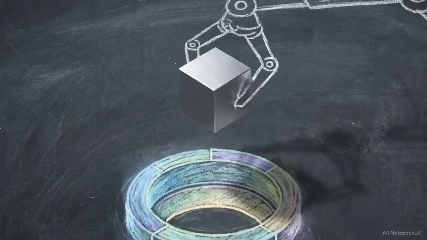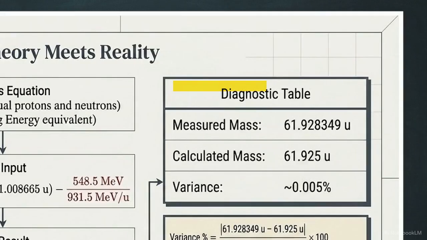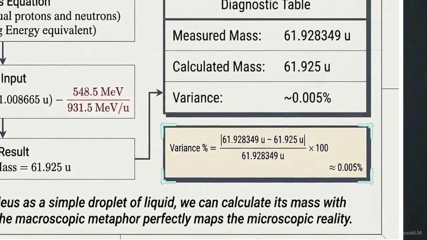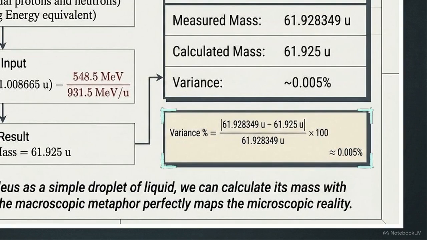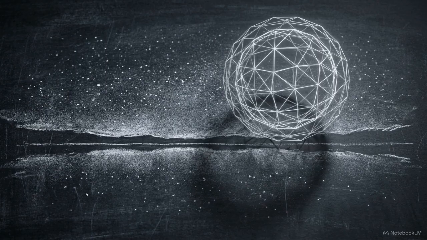Scientists can take a physical sample of nickel-62 and measure its exact real-world atomic mass using a mass spectrometer. This diagnostic table compares these worlds. On top is the measured physical mass. Below is the theoretical mass derived from our binding energy equation. The variance between a 1930s water puddle metaphor and precise atomic reality is roughly 0.005%. By reducing microscopic systems to a recognizable macroscopic concept, physicists successfully mapped reality, proving that the simplest physical models can accurately predict the most complex interactions in nature.